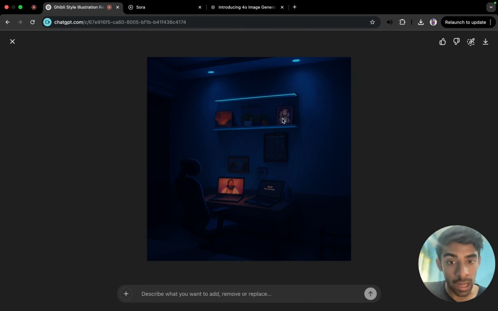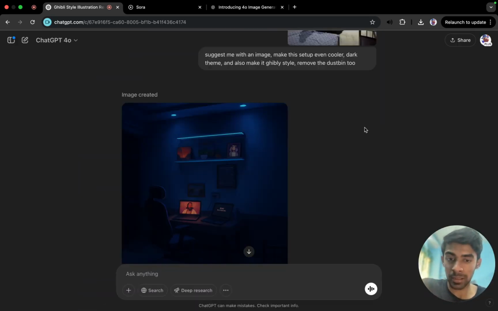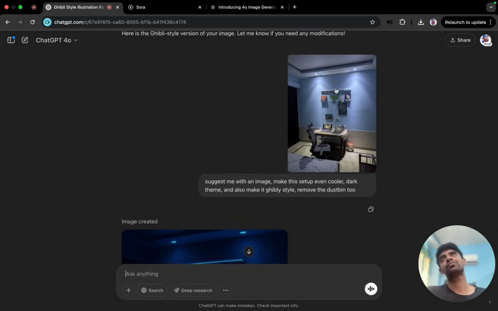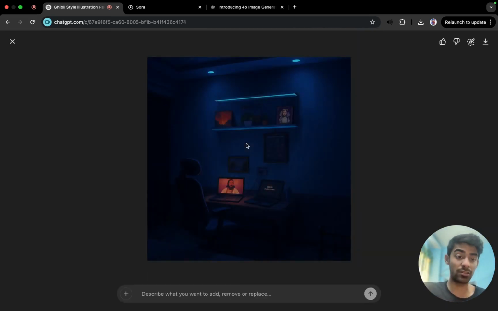I don't know. Now, this part, it was a family picture, because maybe I said to make it even cooler. It removed that family picture and I think put a random anime pic here. Don't know. But yeah, the dark theme looks pretty cool here because the lighting here was white light over the tint blue. But here it has already made it dark blue, right? So it looks really cool and it is serving the purpose of removing the dustbin, but it made it so dark that I'm not able to see, right?